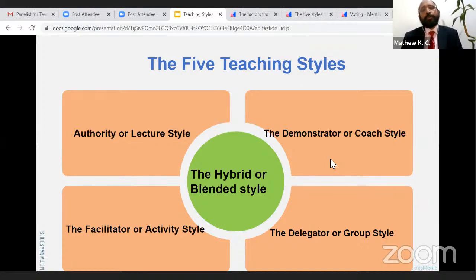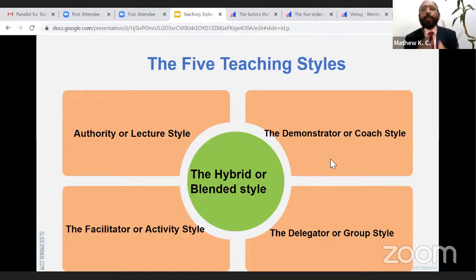Then the fifth one that I have given here is the hybrid or blended style. I have given that in the center. I am sure you all will guess immediately why this is given in the center, because that much importance is given to that. And also the title, hybrid or blended style, is self-explanatory. A blend of teaching styles that incorporate facilitator, delegator, demonstrator, and lecture techniques helps the broadest range of students acquire in-depth knowledge and mastery of given subjects.